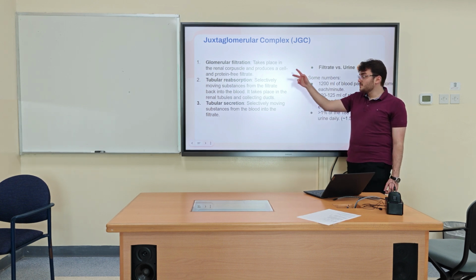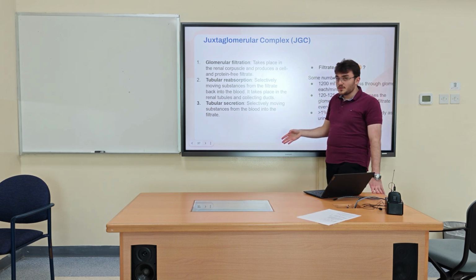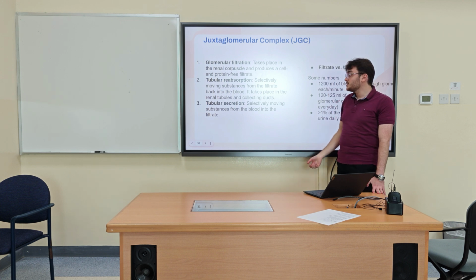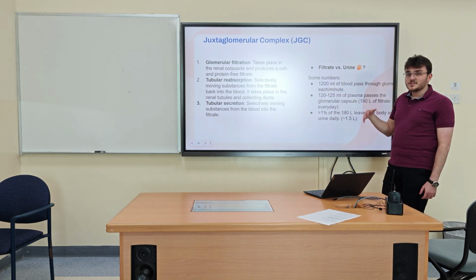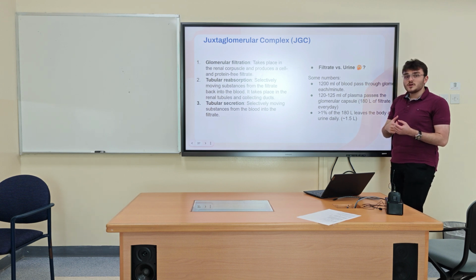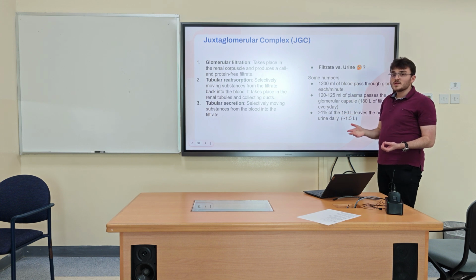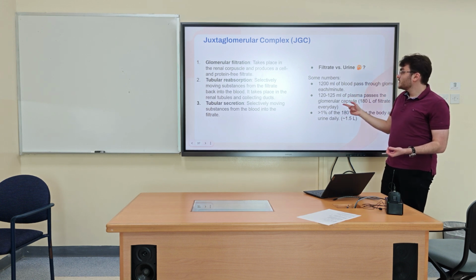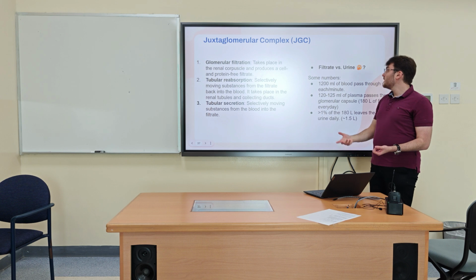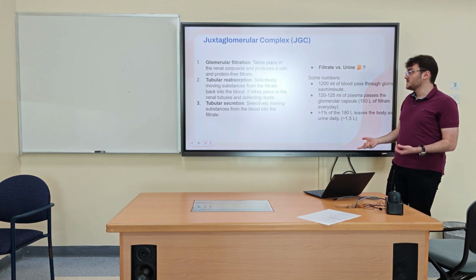Glomerular filtration is a passive process. Tubular reabsorption and secretion are both active processes that require energy. And finally, let's have a quick discussion of filtrate versus urine. So filtrate is our initial product, and urine is the final product. Filtrate is first formed in the renal corpuscle, and urine is first formed in the minor calyces.